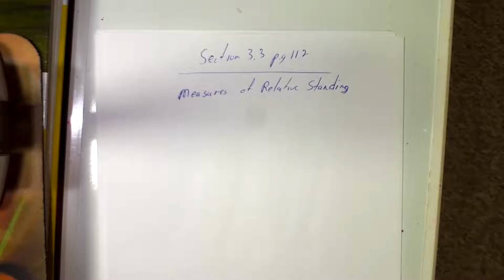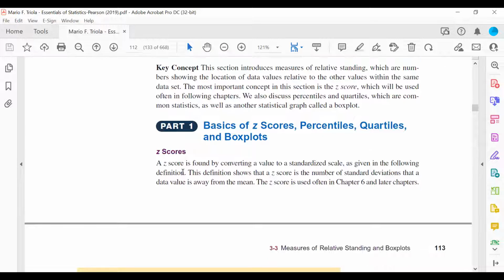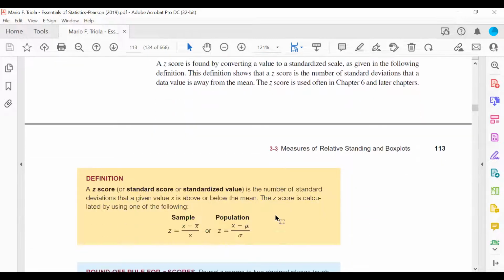And the scale that we use to standardize things like heights is what we call a z-score. A z-score is found by converting a value to a standardized scale, as given in the following definition. This definition shows that a z-score is the number of standard deviations that a data value is away from the mean. And there's a formula that we use to standardize it. So here's the definition.